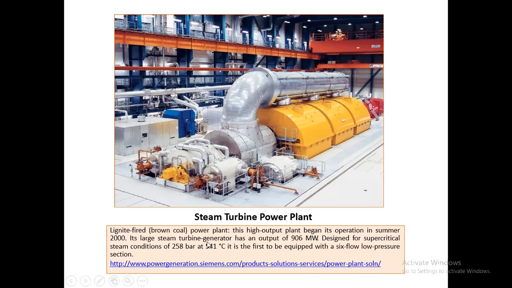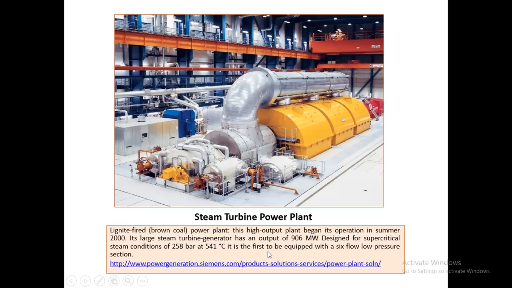Its large steam turbine generator has an output of 906 megawatts. This is the largest generator installed in this plant. Designed for supercritical steam conditions at 258 bar of pressure. This is the pressure in bar, and it is an enormous pressure of steam that you can't even imagine. At the temperature of 541 degrees centigrade, this is the temperature of that particular steam, and we can't even imagine it. This is the temperature of superheated dry steam.